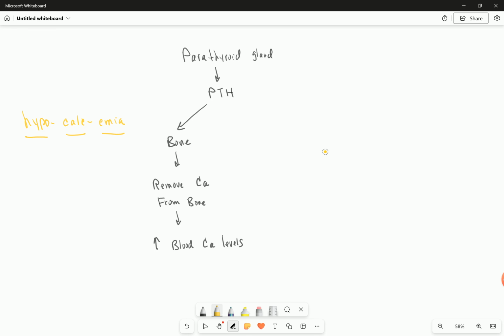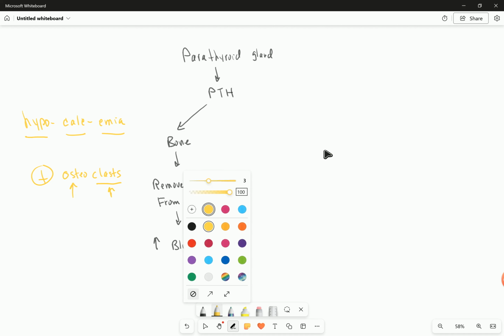Bone is a great storage site for calcium. So you're going to activate osteoclasts. The job of osteo is bone, and the job of a clast is to break down bone. So when parathyroid hormone is released, you're going to activate osteoclasts, which are going to remove calcium from bone, which will bring up blood calcium levels.